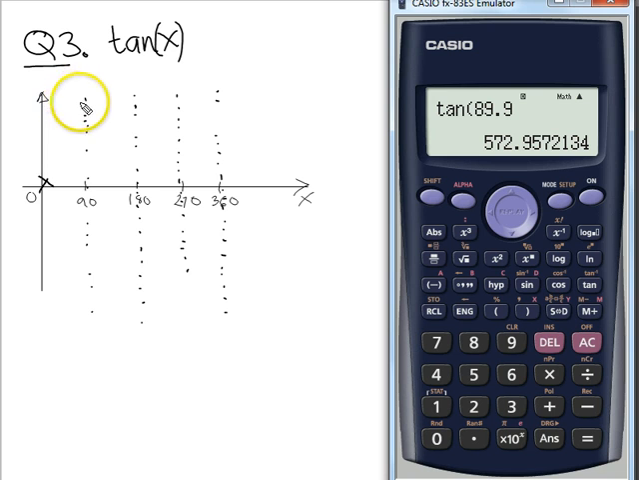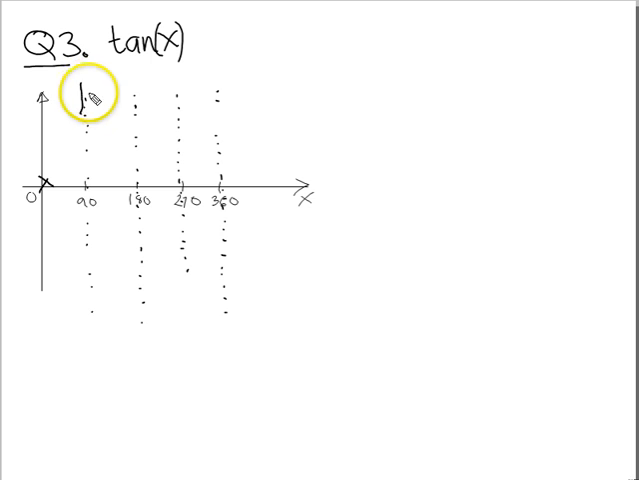So we can sketch that now. Make a little sketch of it. So it's going to shoot from up here and come down to there. So let's just draw that in.